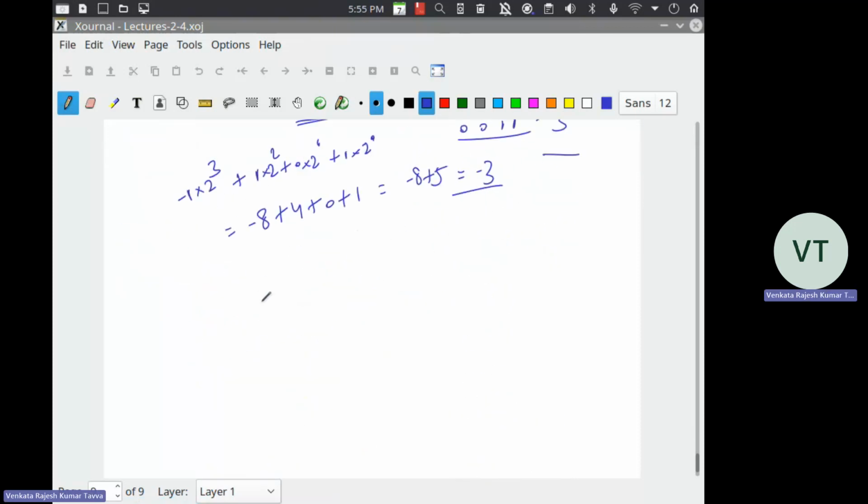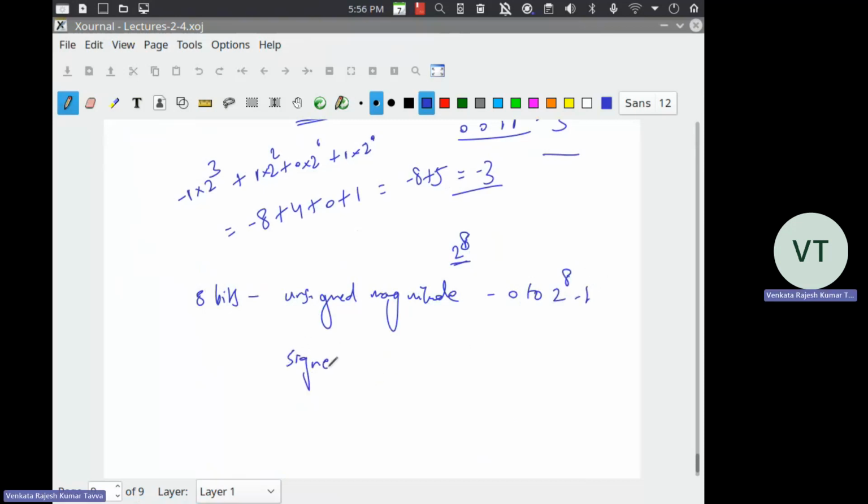Okay. So if you have 8 bits in unsigned magnitude, what is the range? What is the total number of values that you can capture using 8 bits? 2 power 8. Okay, that is total number of values. What is the range of values? 0 to 2 power 8 minus 1.